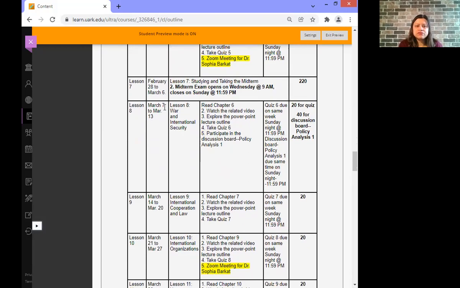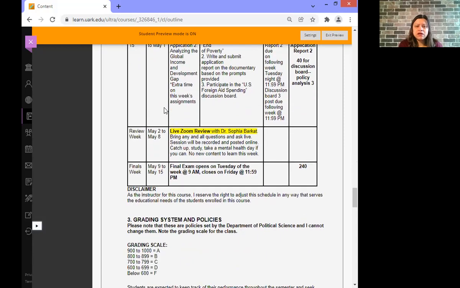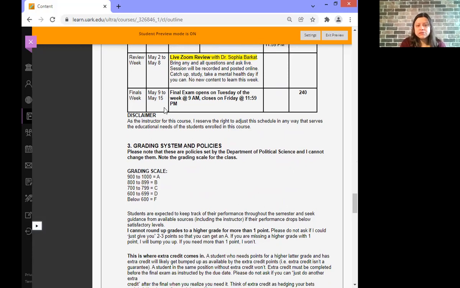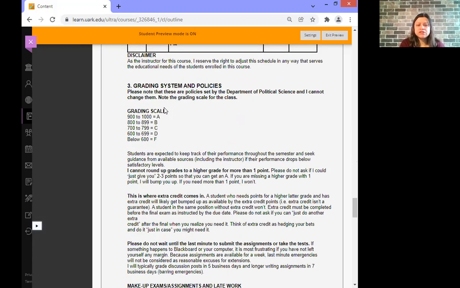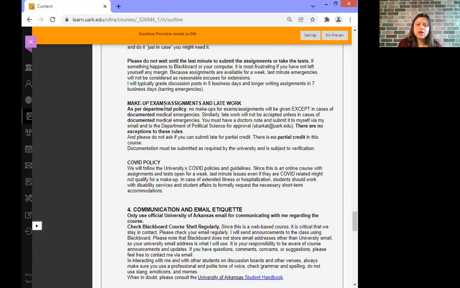And then you have finals, May 9 to May 15. Look at the grading system and policies. This is pretty self-evident, but it's not something I've created. These are policies set by the department and the university. There's not much I can do about the grading system.